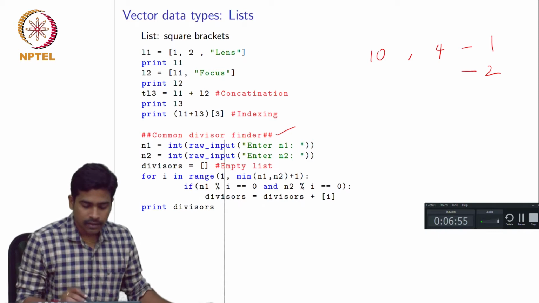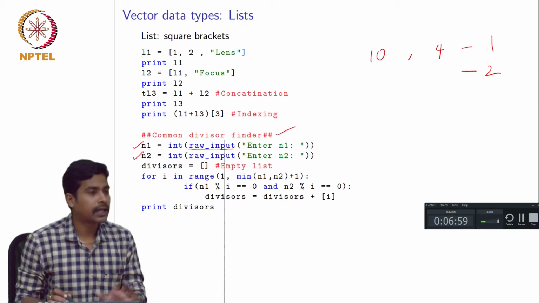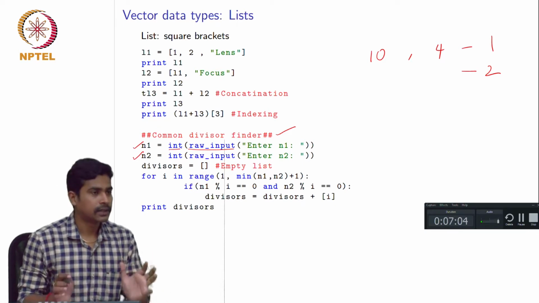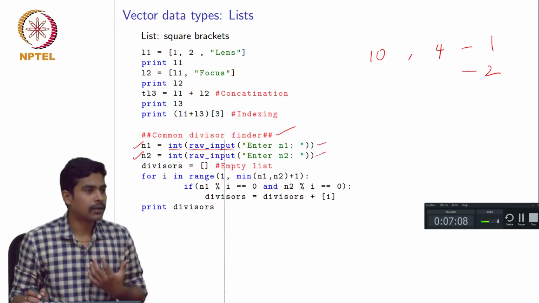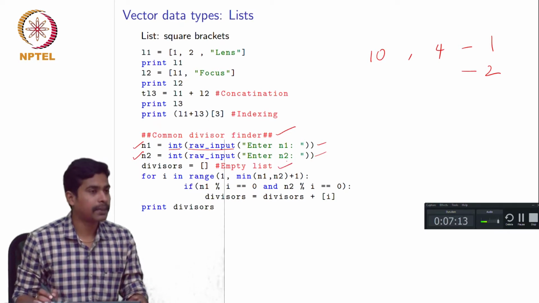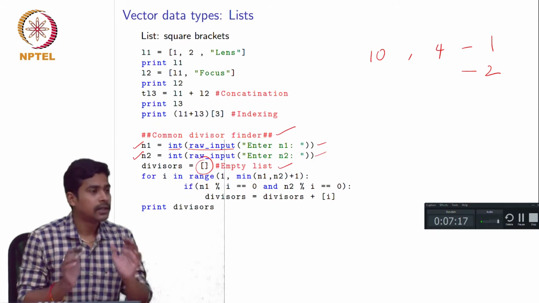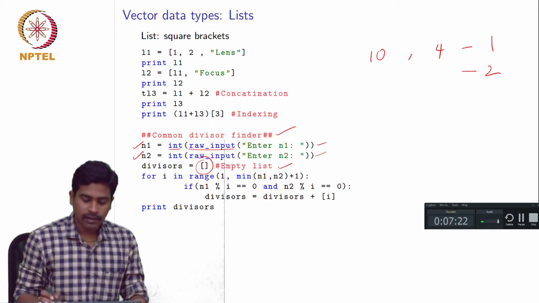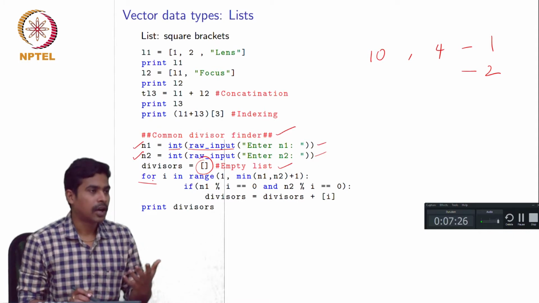First, n1 and n2: we are using the same raw input command that we used in the previous lecture, and then we have converted them into integers using the int command. After these two statements, we get the values of two numbers from the input. Initially we have created an empty list, which we can do using open and closed brackets without giving anything inside. And now we are using a for loop to find the different common divisors.